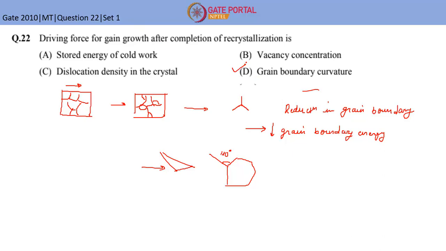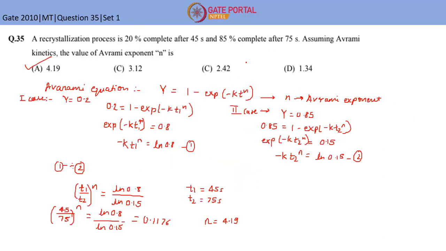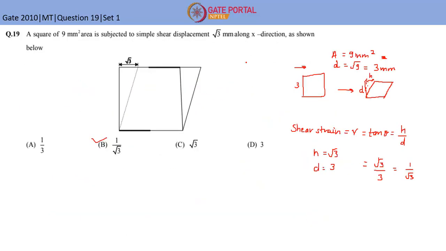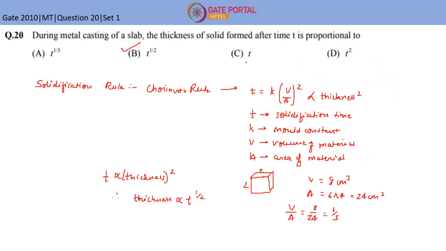So that's all for today's session. So I will try to summarize this. In the first question we were asked to calculate the simple shear displacement when a square was sheared for √3 direction. So in the direction of shear it was √3 displacement. So we could calculate the simple shear by the basic formula of shear strain, which is gamma equal to tan theta, and the correct answer was 1 by root 3.